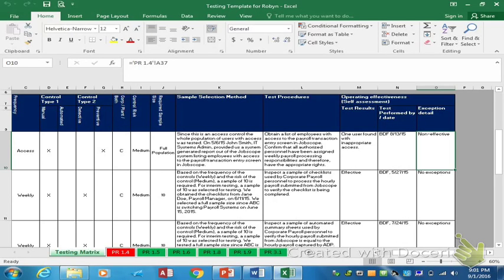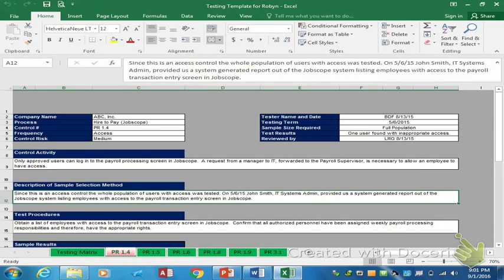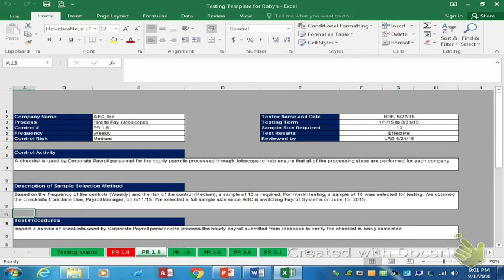All right, so now when you go across, that's the testing matrix. Now when you go across the bottom, 1.4 was one of the ones we tested. Now 1.5 was the one I think we were just looking at. A checklist is completed by payroll for hourly employees through job scope to ensure that all the steps are done.